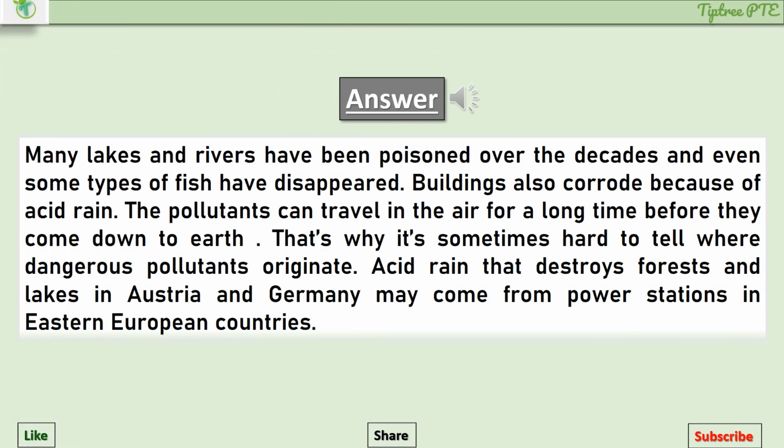Many lakes and rivers have been poisoned over the decades, and even some types of fish have disappeared. Buildings also corrode because of acid rain. The pollutants can travel in the air for a long time before they come down to Earth. That's why it's sometimes hard to tell where dangerous pollutants originate. Acid rain that destroys forests and lakes in Austria and Germany may come from power stations in Eastern European countries.